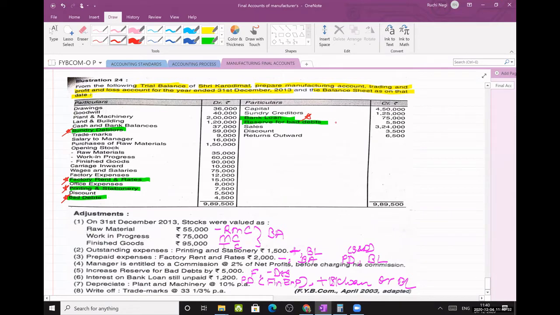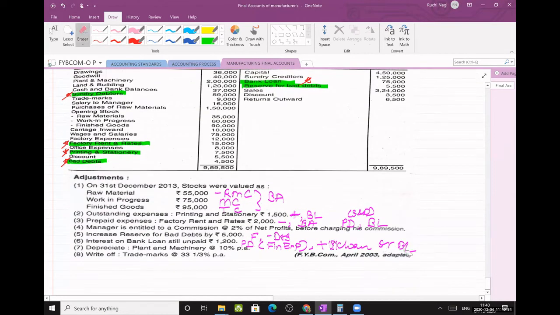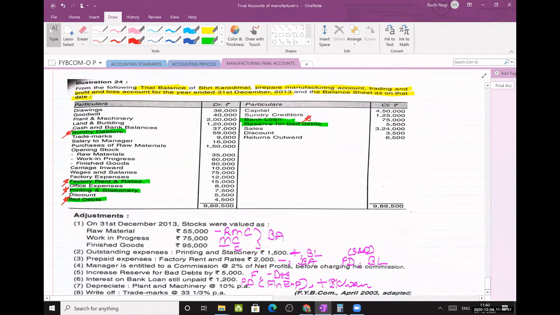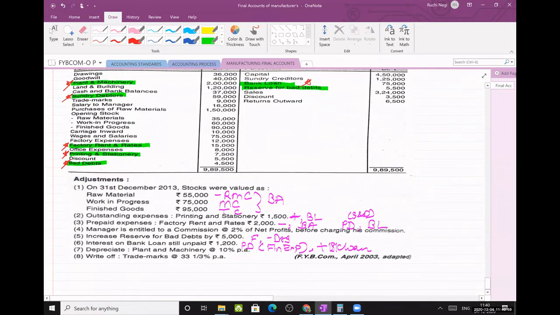Okay, so I'll be going with this way, or you can even show it separately in the balance sheet liability side as outstanding interest on bank loan. एक ही बात है. Depreciate plant and machinery at 10% per annum. So plant and machinery, highlight it and put a star mark since it is having an adjustment.